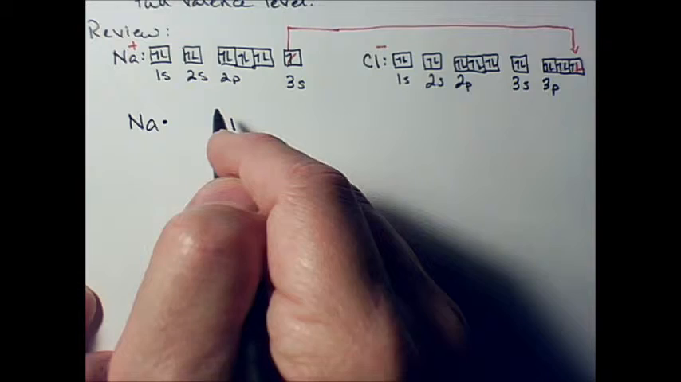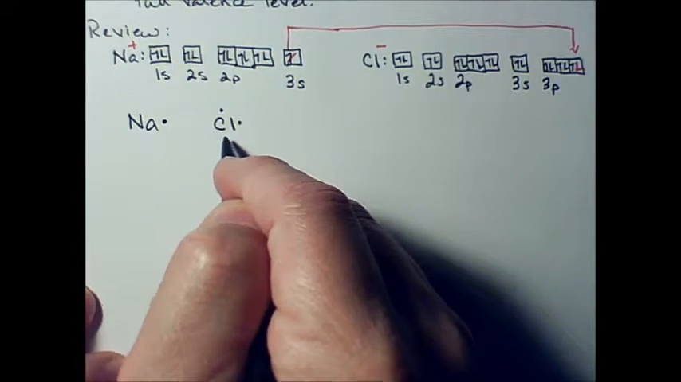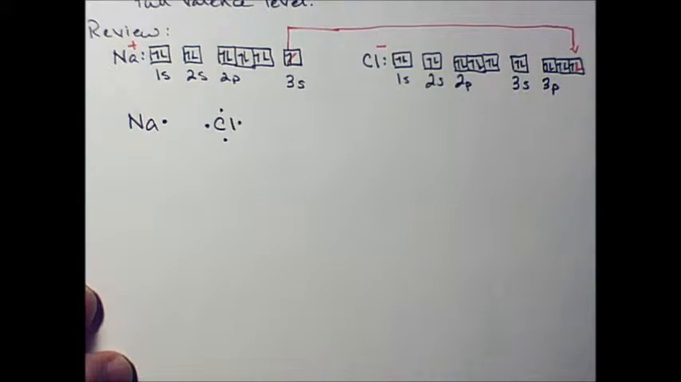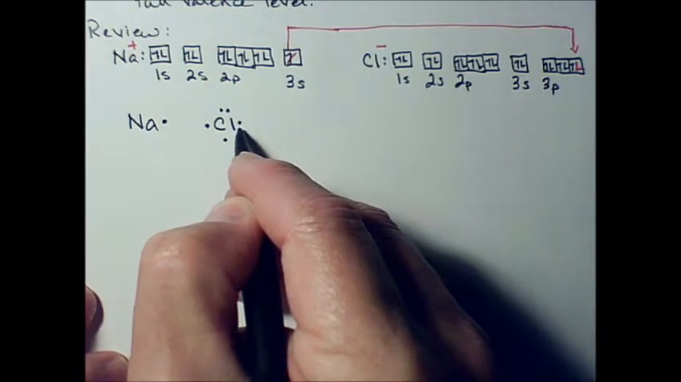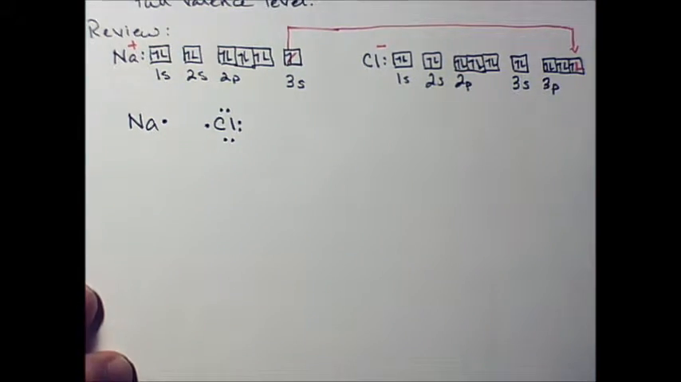Alright, so with Lewis dots, we're going to have 1, 2, 3, 4, one on each of the four sides, and pair up as needed. So I got 4, 5, 6, and 7. That's the Lewis dot formula, or the Lewis dot notation, or electron dot notation for chlorine.